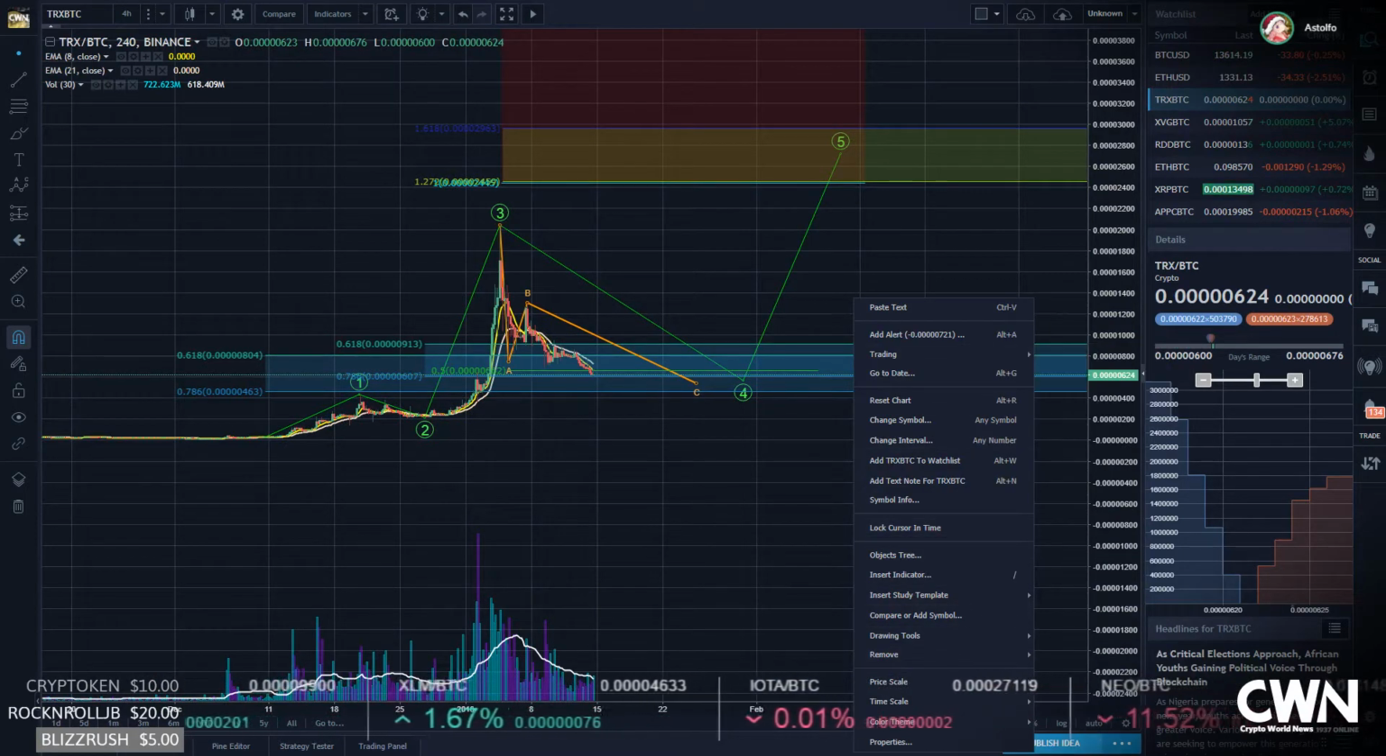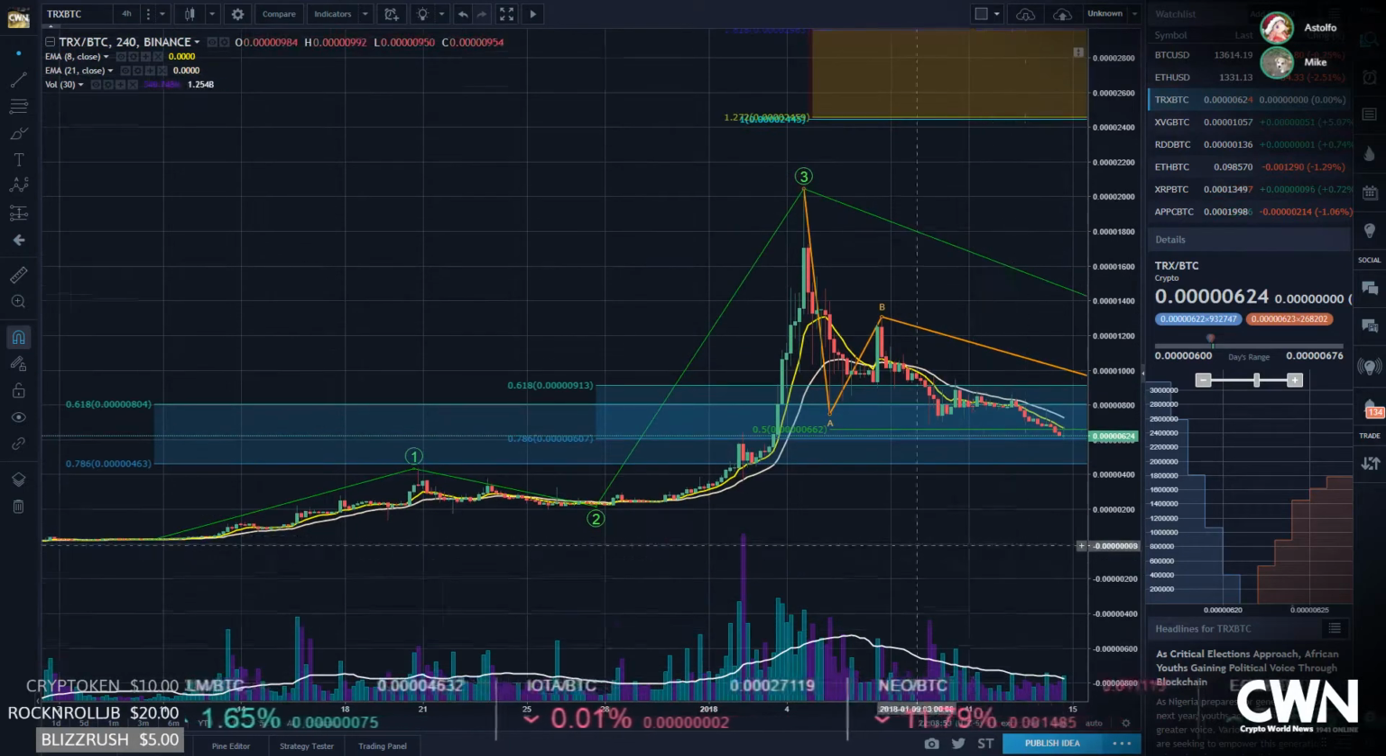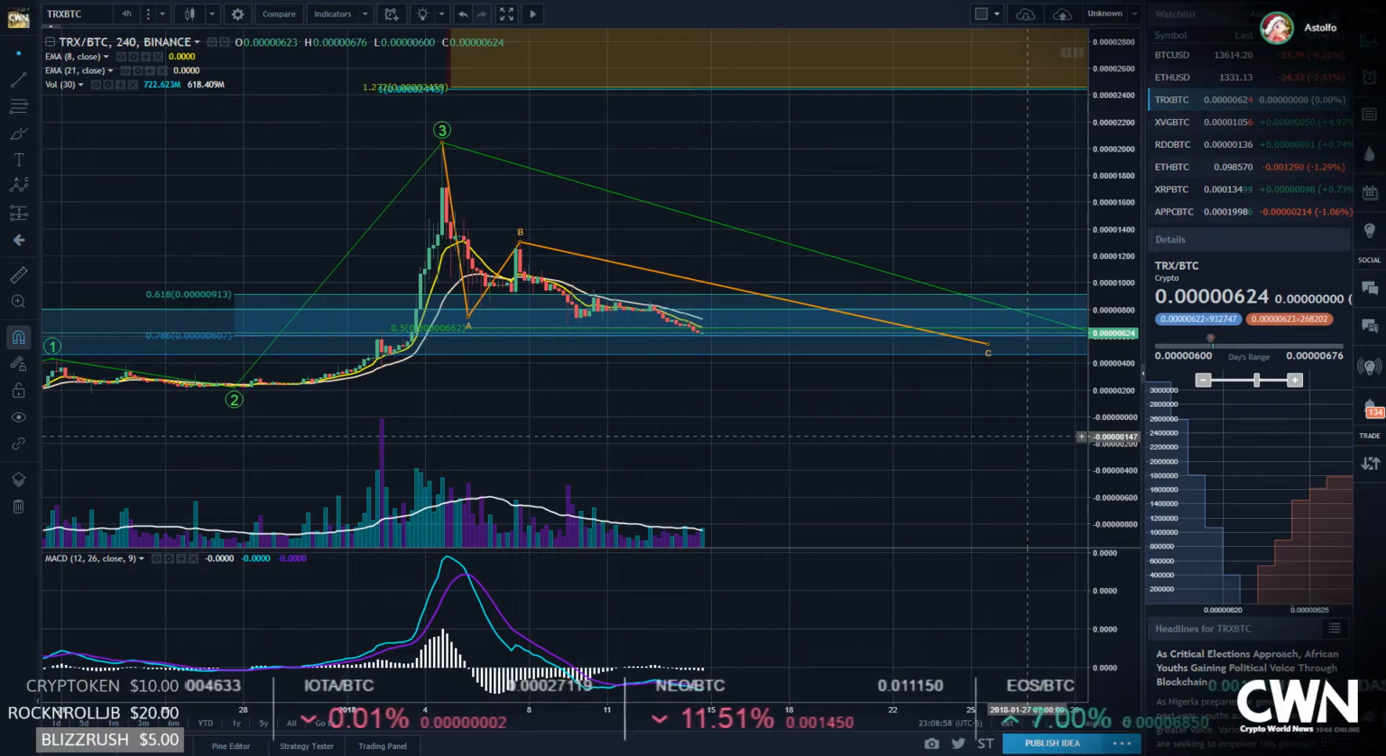Not sure why the MACD keeps going away. You just double click in the middle of the chart and it should come back. Oh, okay. Thank you. That's very helpful. No problem.